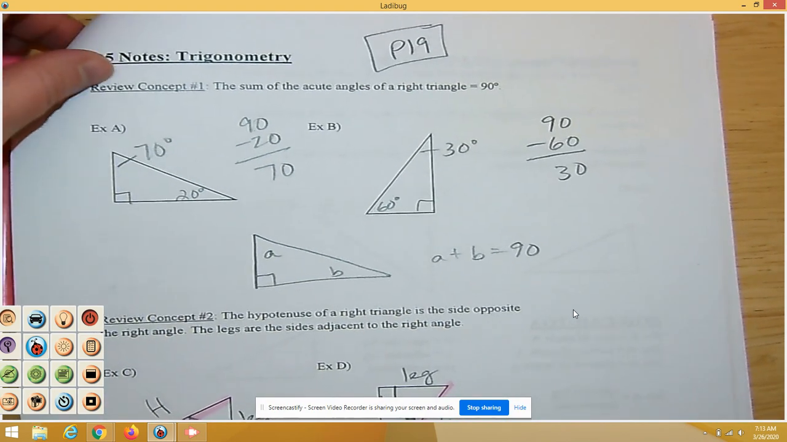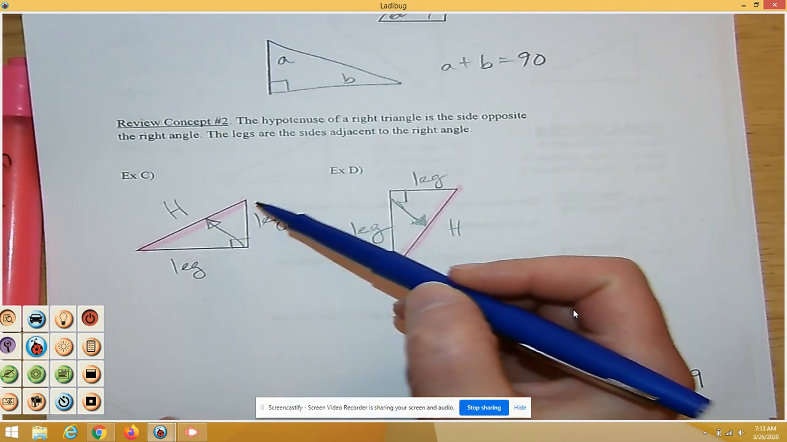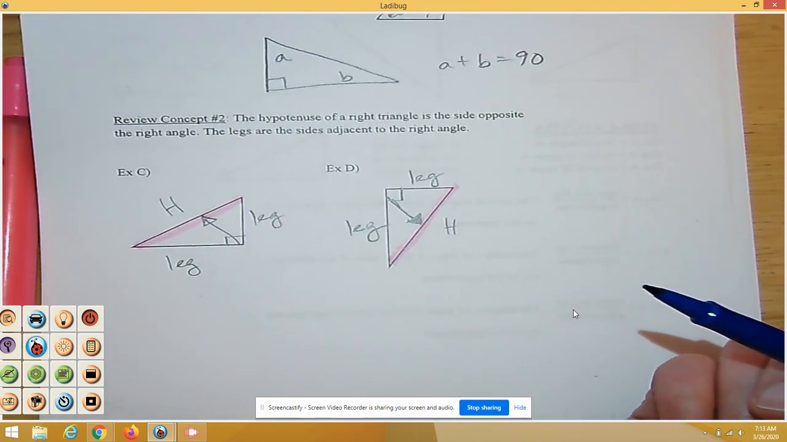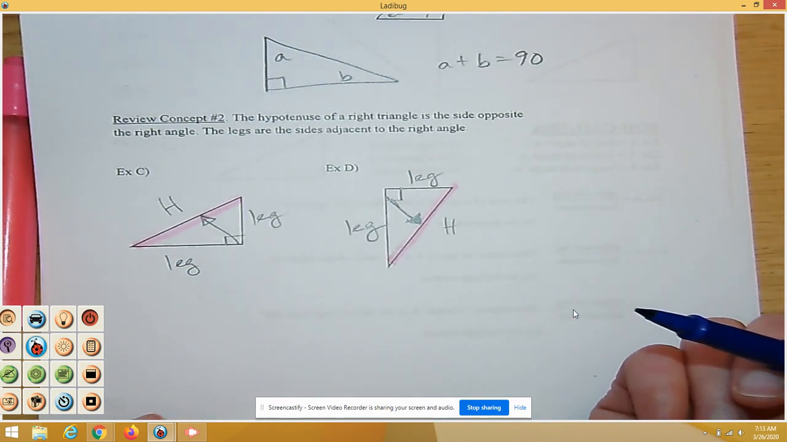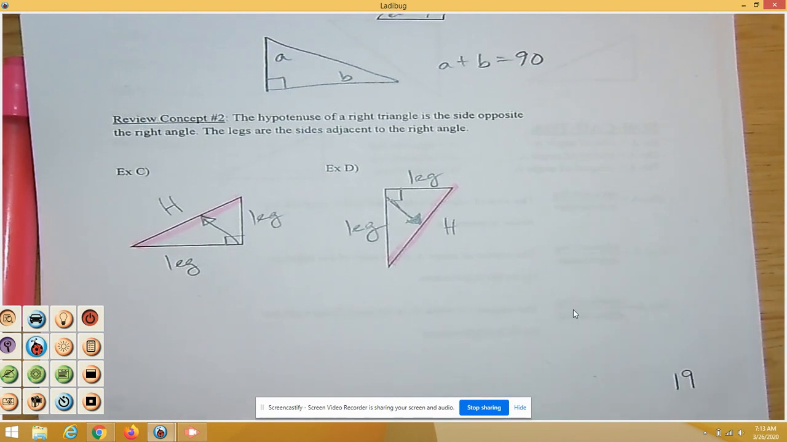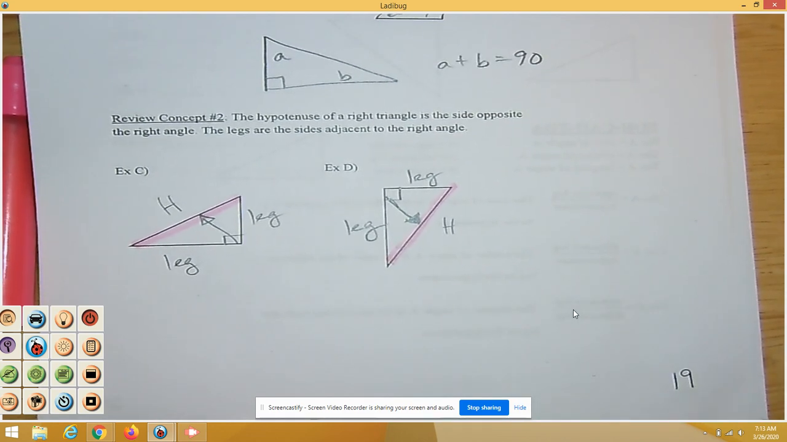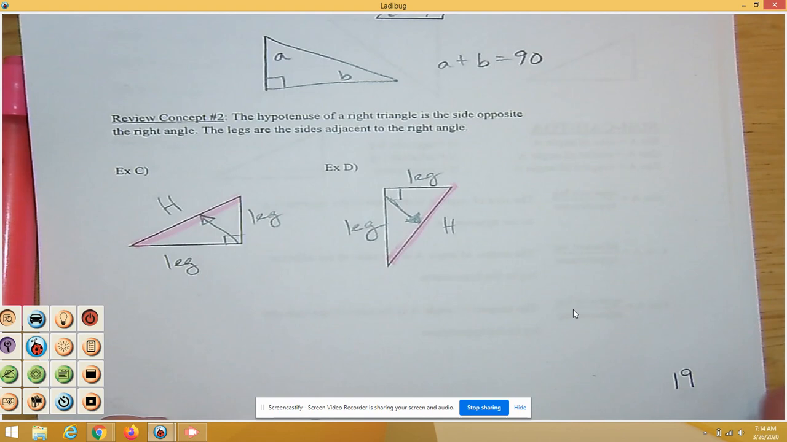And then the review concept number 2 that we talked about is, I had not highlighted in class, but in Ms. Mickis's video, she was highlighting the hypotenuse, and that's a really great strategy. So I'm going to steal her strategy. And once you highlight the hypotenuse, then you know that the other two sides adjacent to the right angle are both legs. Okay, so now we're going to flip over to page 20.